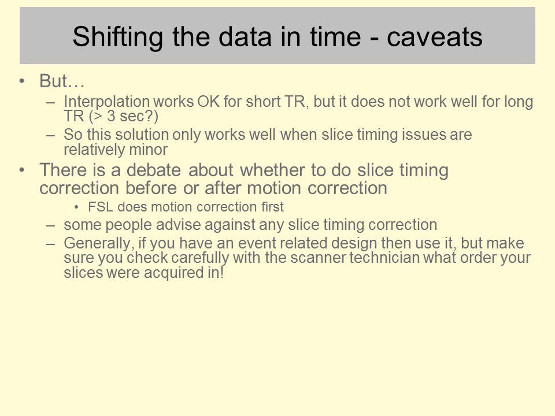And there is a debate about whether to do slice timing correction before or after motion correction. FSL by default does motion correction first. Some people just prefer not to use this pre-processing step, but I think generally if you have an event-related design, you probably should use it, but be very careful to check with the scanner technician what order your slices were acquired in. If they were acquired in a non-standard order, then you just need to set up a little text file with the order in it, and FSL can read that in.